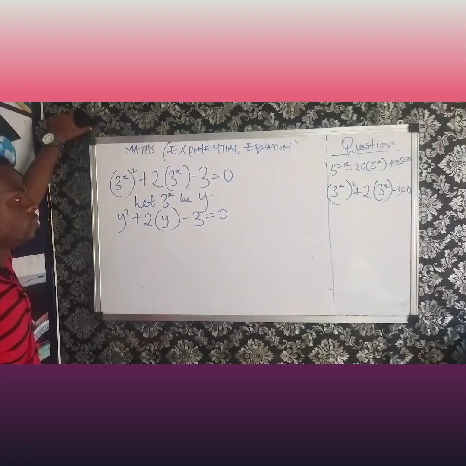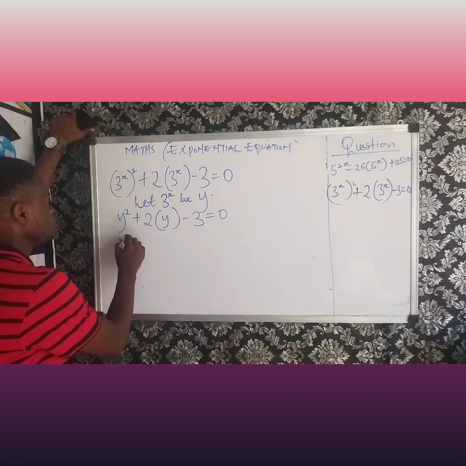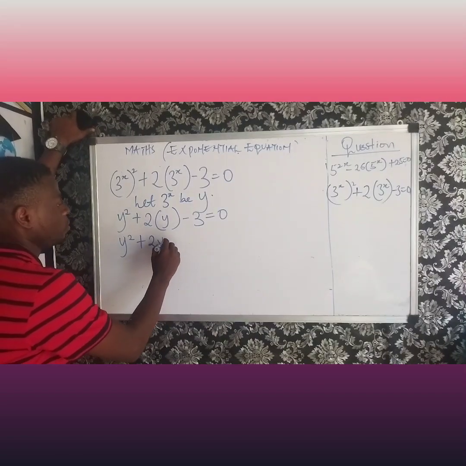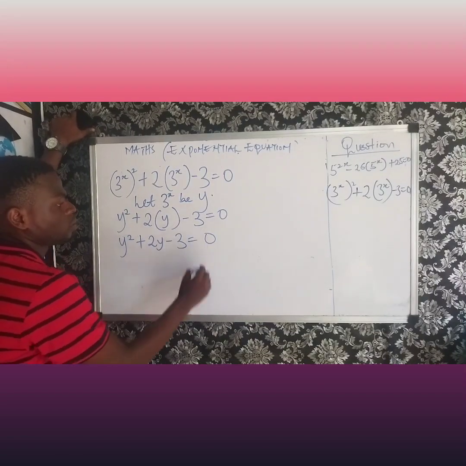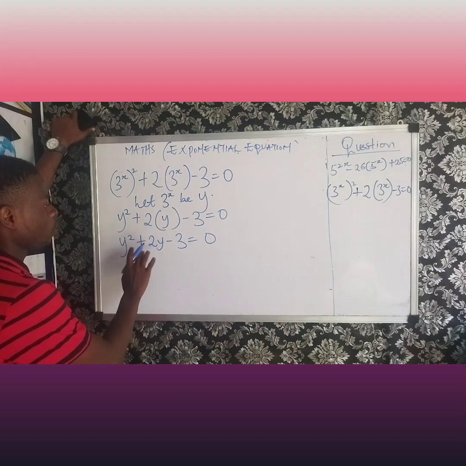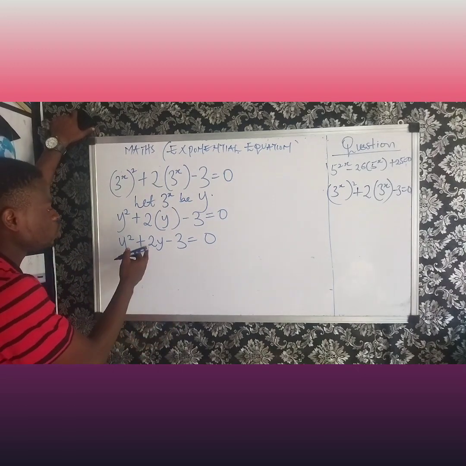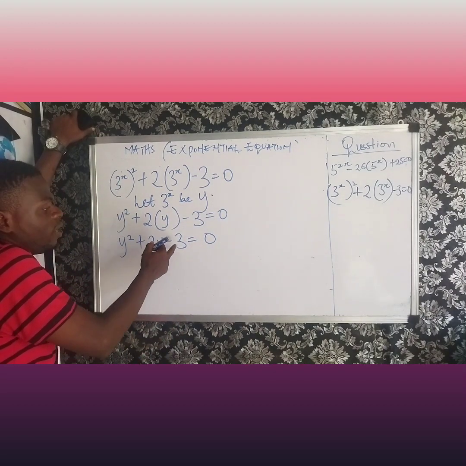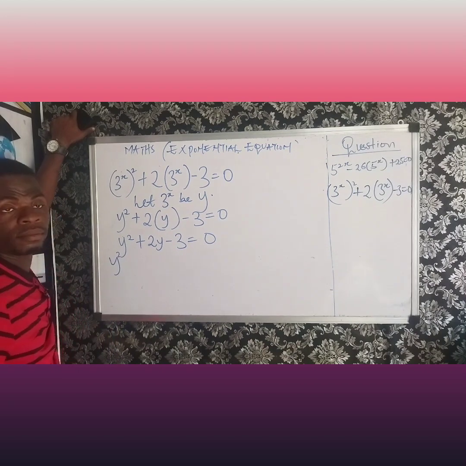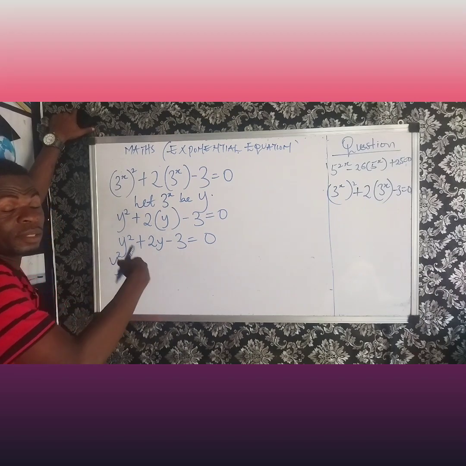So now, what do we do? We write y squared plus 2y minus 3 equal to 0. Very, very simple. We are going to factorize it just as we did in the first one. So we are going to find the sum and the product.